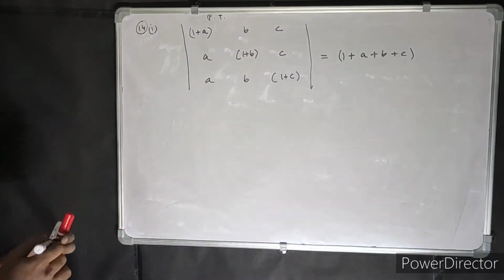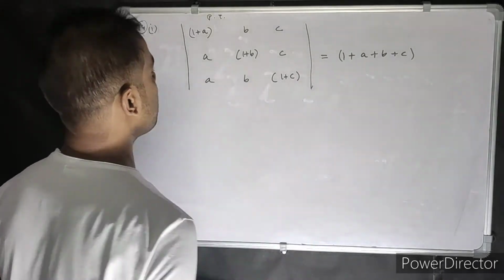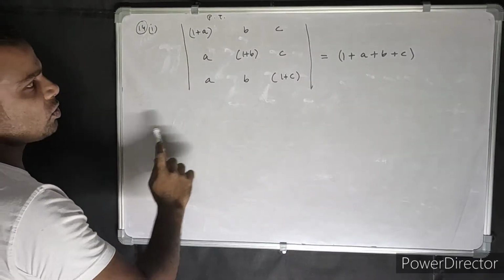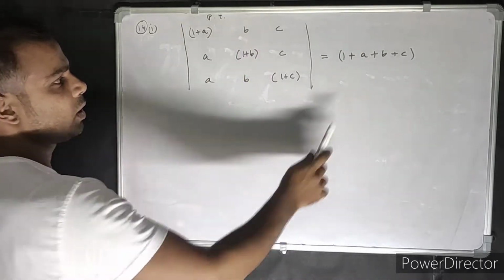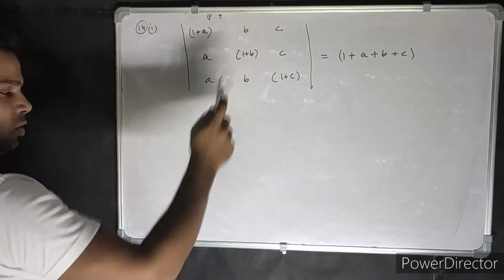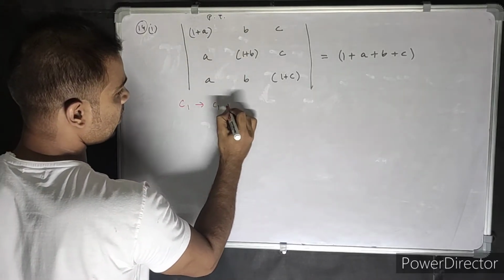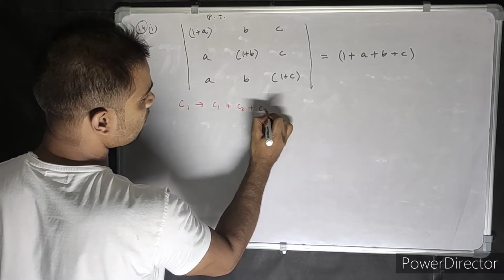Look at this very carefully and look at your RHS: a plus b plus c plus 1. You can see 1 plus a is already here, and b plus c, if you add, you will get that. So this is column 1, that's column 2, that's column 3. Do this operation: column 1 tends to column 1 plus column 2 plus column 3.